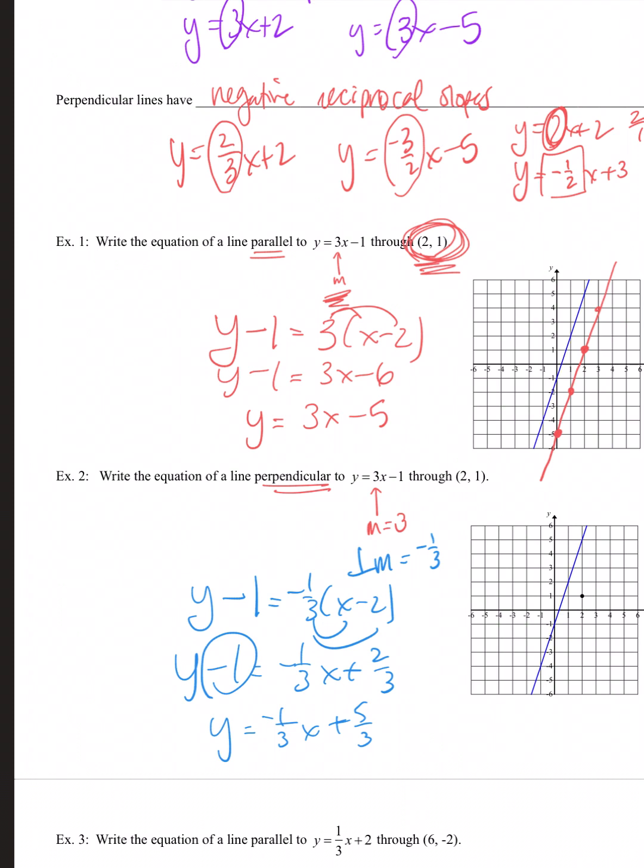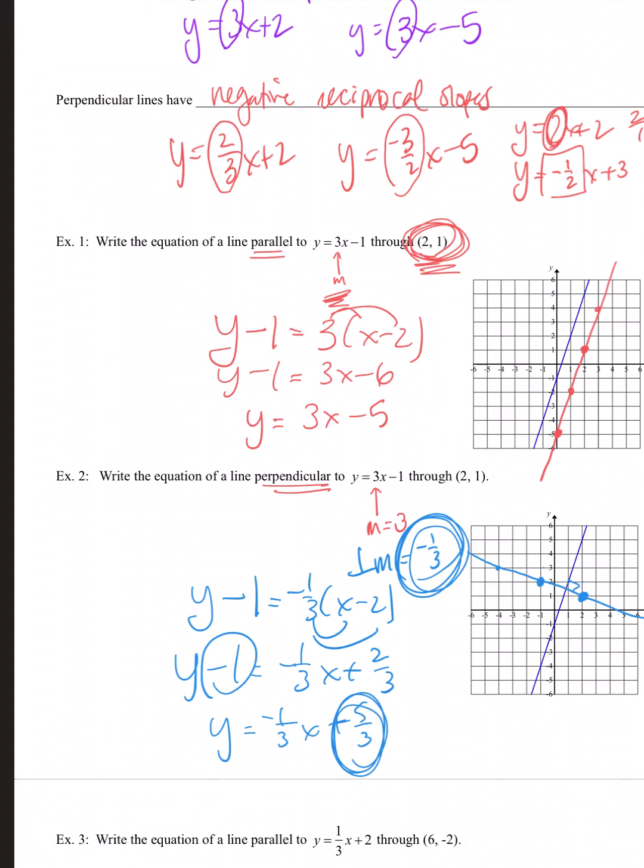Okay, now this one's a little harder to graph, right? I don't want to even attempt to graph the 5/3. So I'm just going to go through the point that they told me, and I'm going to use this slope, which is up 1 and over 3. And you can see when I draw that line, it ends up being perpendicular to the original one.